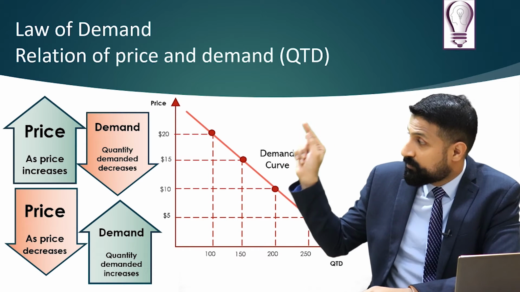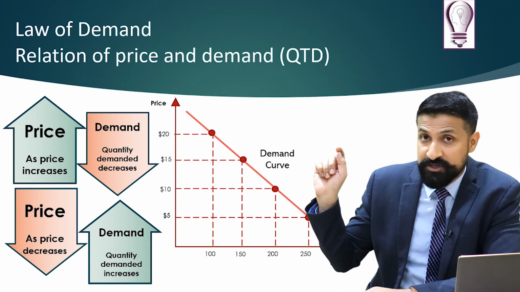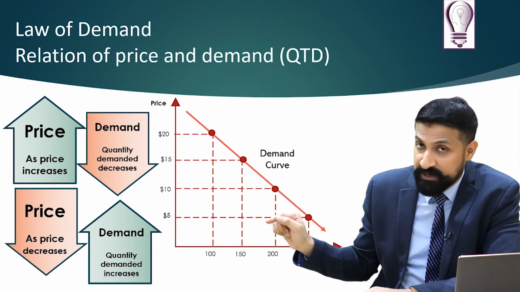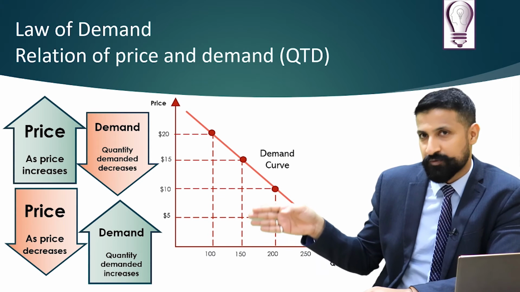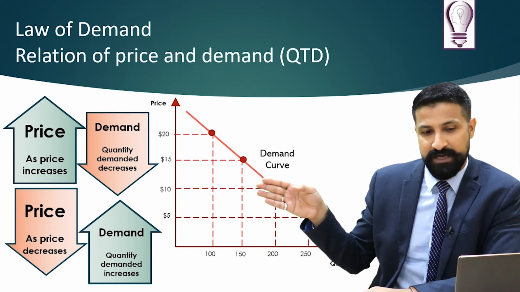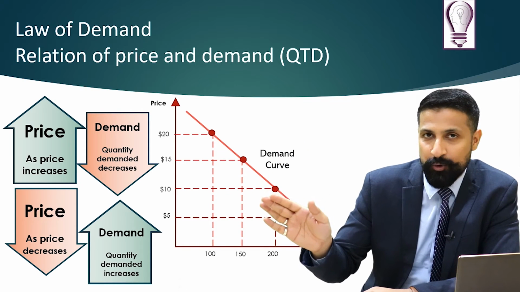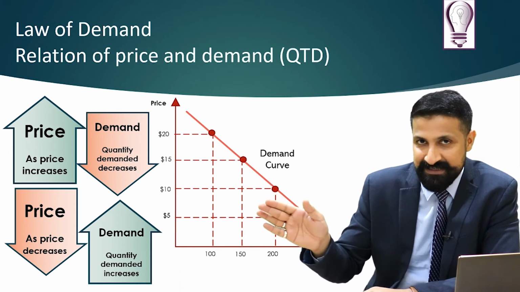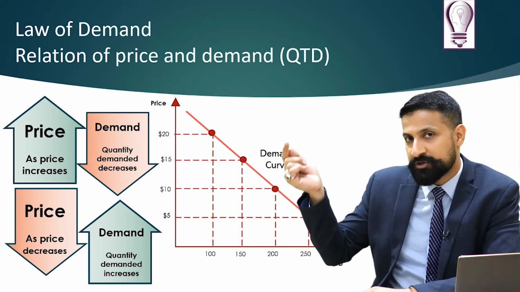At every point there are specific relationships. And what are those relationships? Just see, when the price was 5, the quantity demanded was 250. Price moved up from 5 to 10, and the quantity demanded moved toward the origin. That means it decreased. Keep it in your mind, the price is moving away from the origin.